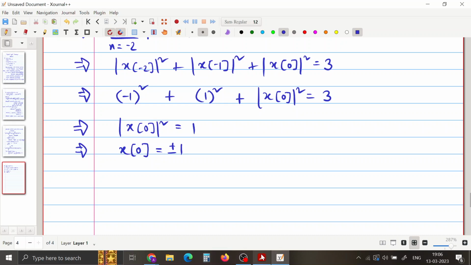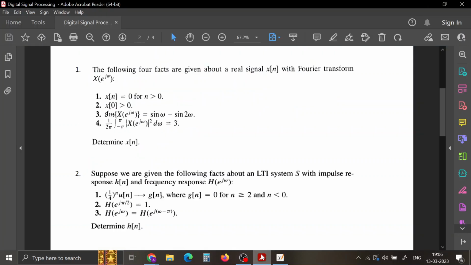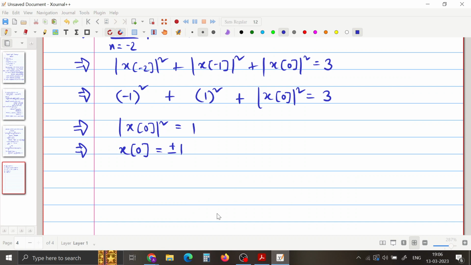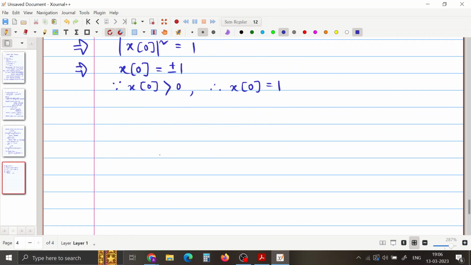Now let's see the second condition. In the second condition, it is clearly mentioned that x of 0 is positive. So there is only one possibility. Since x of 0 is positive, therefore x of 0 is 1, and that's it. So now we can simply complete our graph.